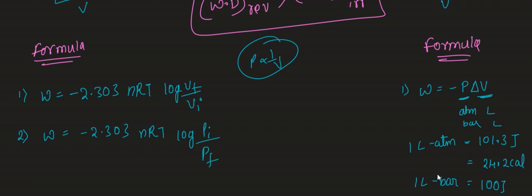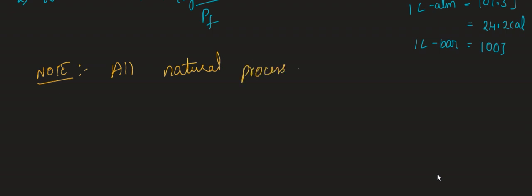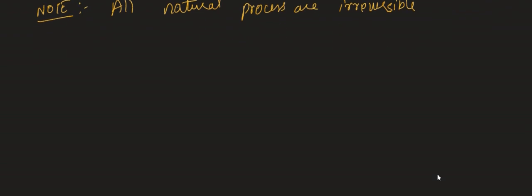All natural processes are irreversible processes. One more important point: you have to write that all natural processes are irreversible. What is the meaning of natural process? Falling of water from a higher level to a lower level, all these things. All natural processes are irreversible. Clear till here? Right, now moving to the next one.